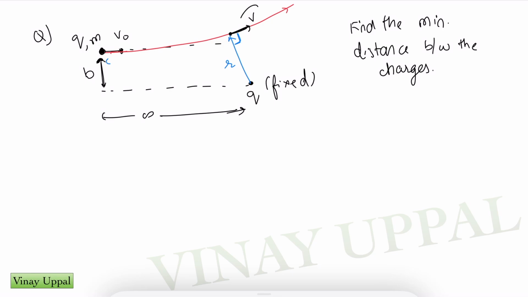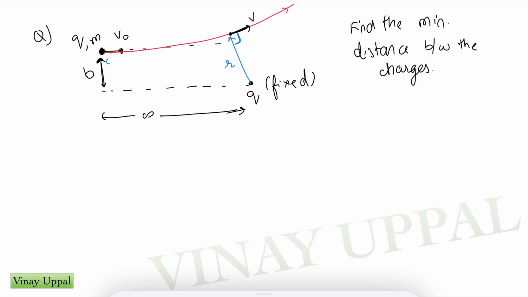Alright, so this V is an unknown here. So I have two unknowns basically. I have this minimum distance and I have the velocity at that minimum distance. So I'll need two equations. So think in terms of mechanics, think in terms of what you can conserve. Pause the video and give it a try.